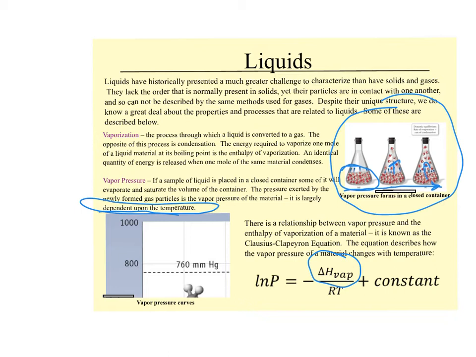So there's a relationship we can look at, and it's called the Clausius-Clapeyron equation. The equation tells us how the vapor pressure of a material changes with temperature. There's a constant here, there's a constant here, and then there's temperature. There's the delta H of vaporization, which is associated with the material. And then there's the pressure, the natural log of the pressure, the ln of the pressure.